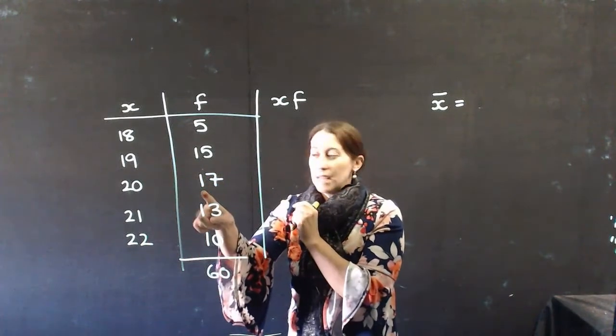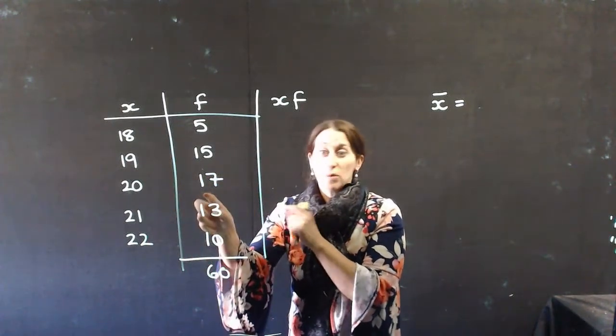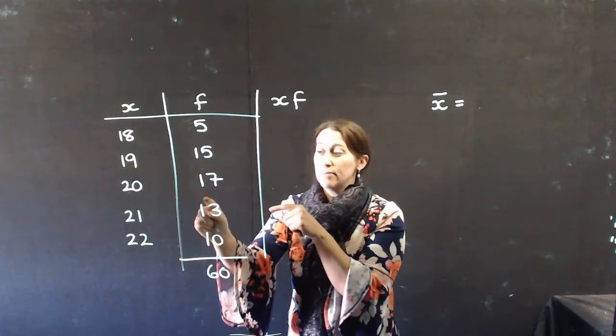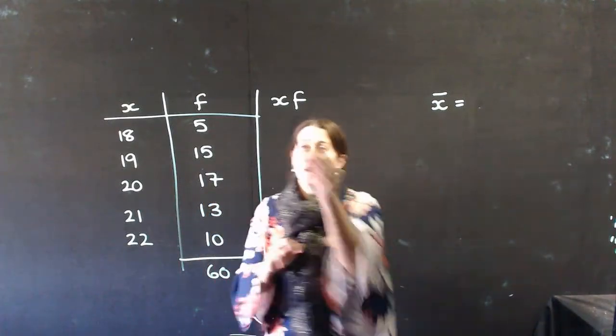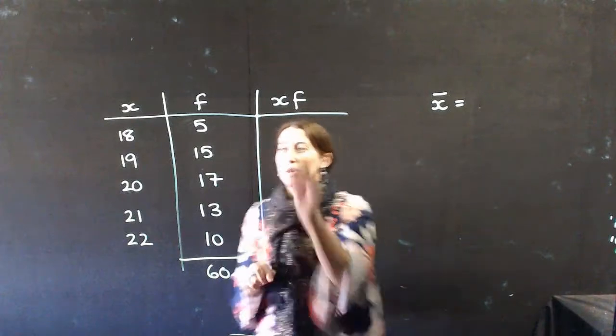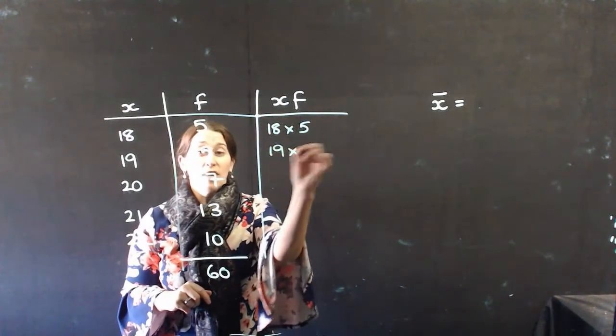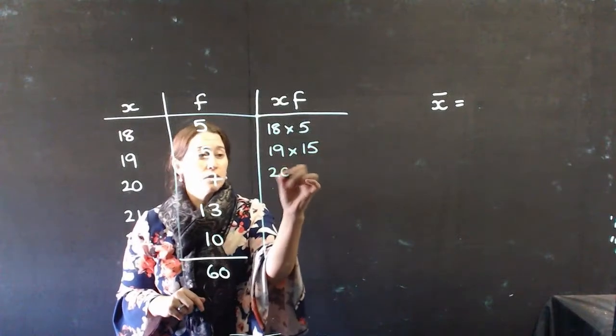And I'm going to do the same with the 20-year-olds. I'm going to say, well, there are 17 of them that are 20, so if I add up their ages, I'm going to do 20 times 17, and so on. So I'm going to put, and you don't need to put your work in here, I will, to show you what I've done. And you are allowed to use a calculator for this.